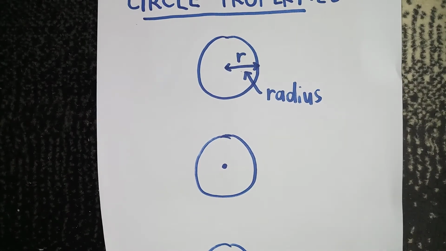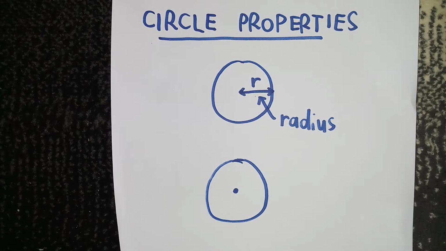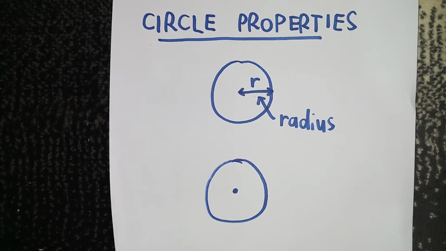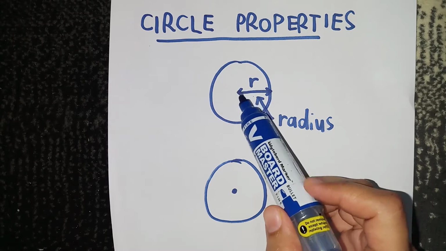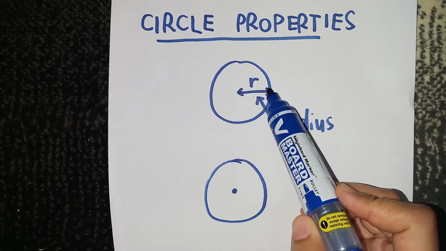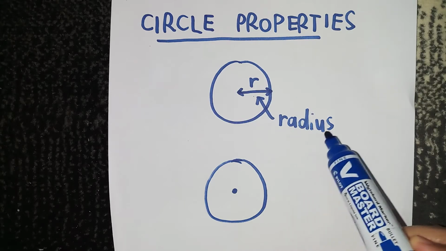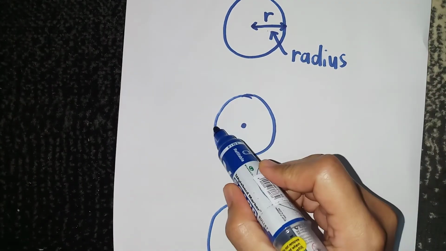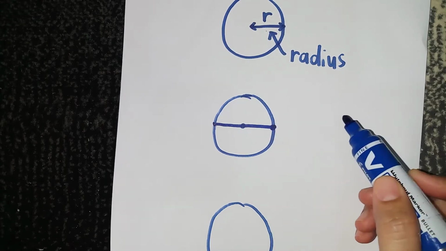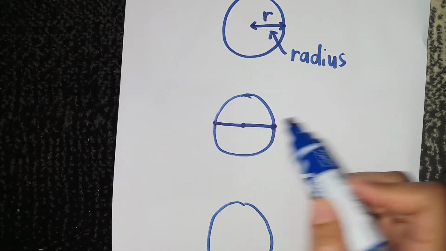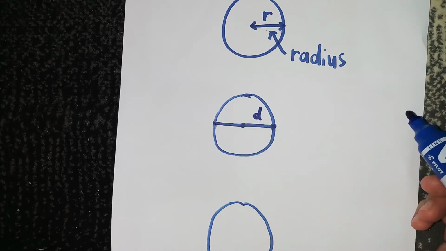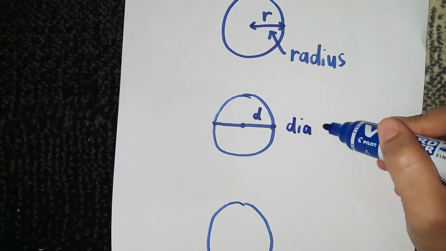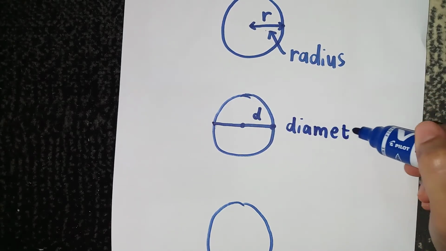You need to know the position of your radius, your diameter, and your circumference. Radius is just from the center to the side of your circle. Radius must be from the center, from the center to the side. So this is what we call radius. Diameter is from one side to the other side, but you need to pass through the center. So this is what we call diameter. Remember, diameter must pass through the center. The spelling is D-I-A-M-E-T-E-R.